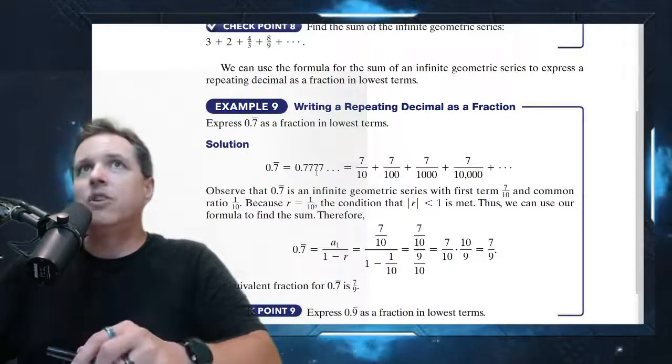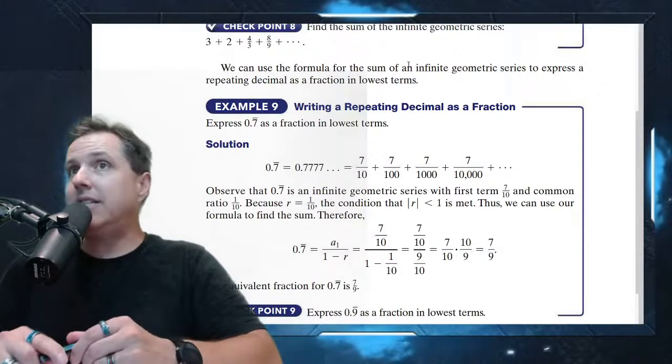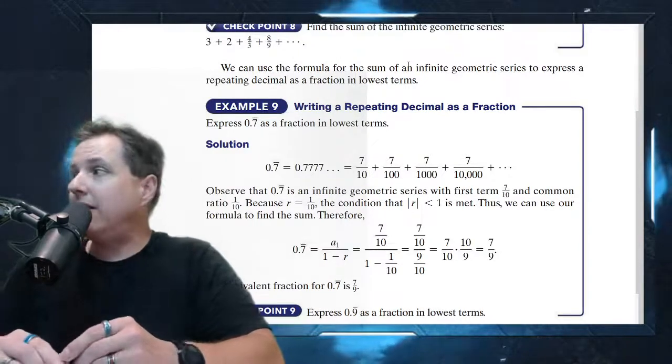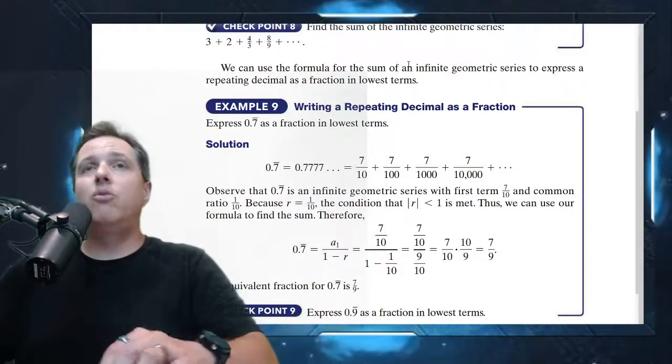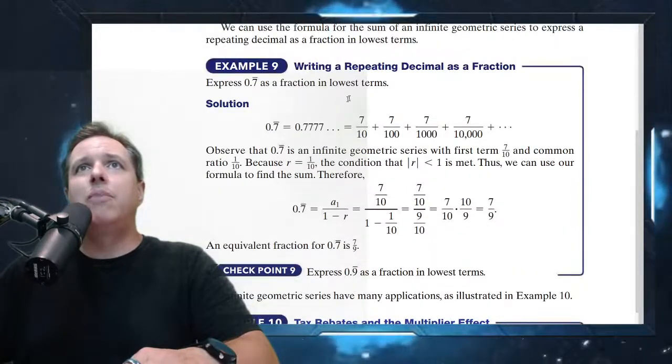You get the pattern. So if you add up all these fractions, well, look what we have. We have an infinite sequence of numbers that we want to add together. All right, well, what do you do? You go, okay, well, we have that infinite series. My first term is 7/10ths, so I put that in the top of my formula.